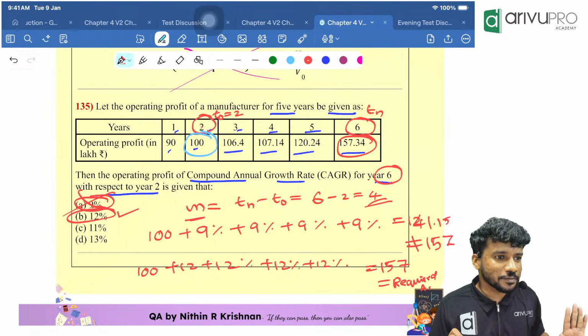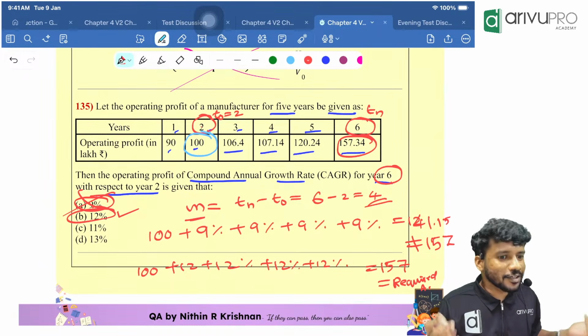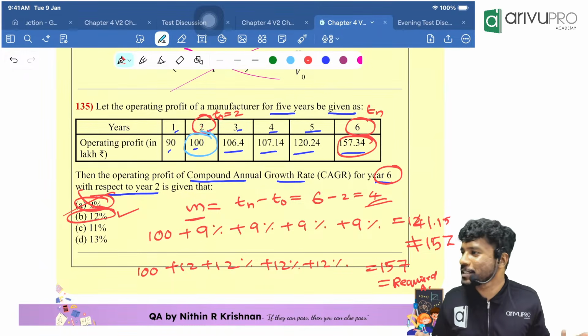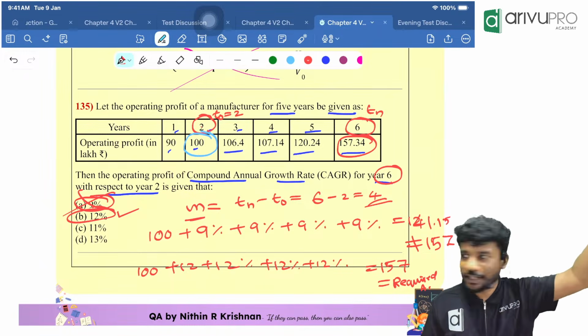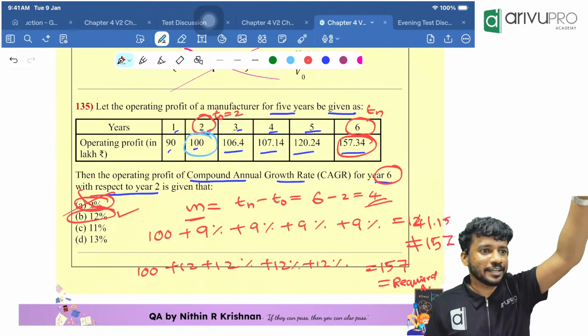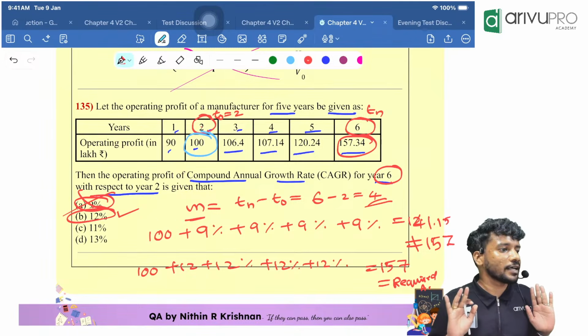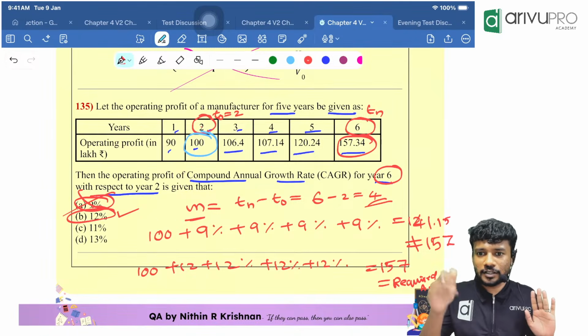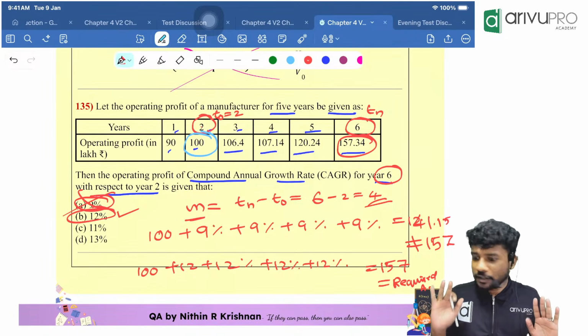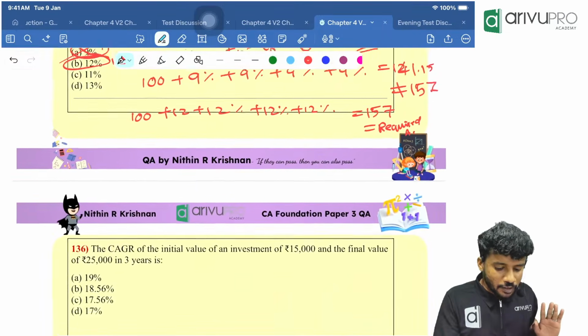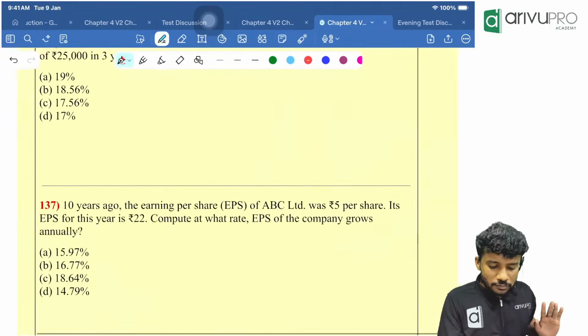Understood the concept, understood the mechanism. It is similar to our compound interest itself, so the name itself is compound annual growth rate. We are going to find the final amount. Whichever option matches our answer, that's going to be the answer for us. Understood? Can we do another question? Look here.